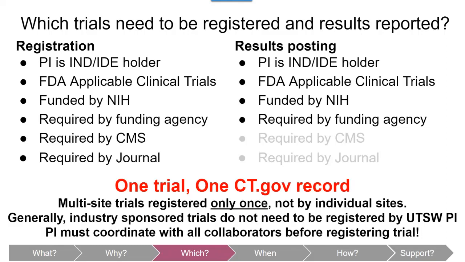So again, the important thing to remember here is one trial, one ct.gov record. So multi-site trials are not registered by individual site. If your trial is a multi-site study, it must be registered only once. So in general, the IND/IDE holder, main site PI, and industry sponsor will be the responsible party to register the trial on ct.gov. So your PI must coordinate with all collaborators and sponsors before registering the trial on ct.gov to avoid duplicates.